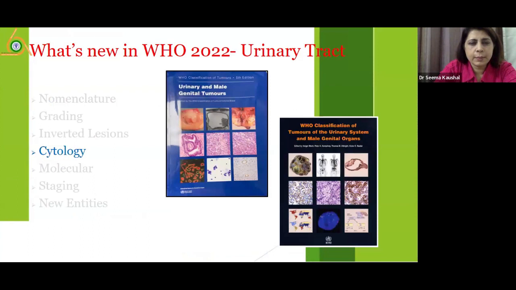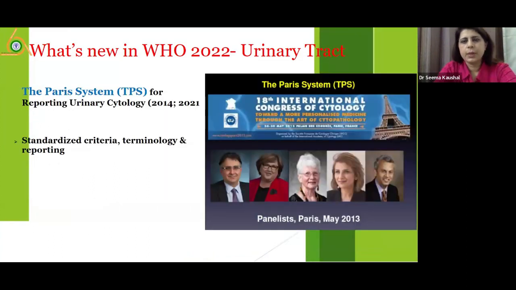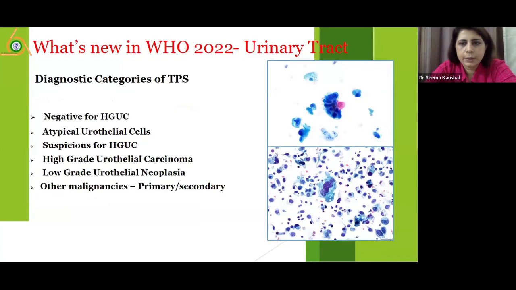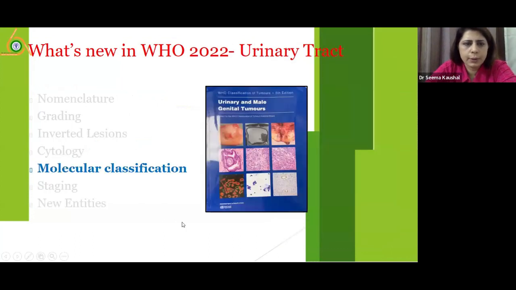The thing which has changed in bladder is the addition of cytology now. Those who practice urine cytology know that the recommended terminology to be used is according to TPS, which has 7 categories: The Paris System for Reporting Cytology. If you're doing urine cytology, you use these terminologies. Again, I will not go into the details.